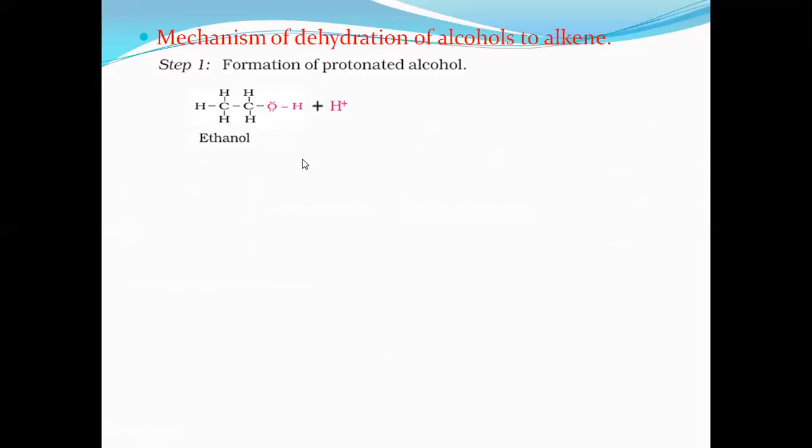Now, the mechanism of dehydration of alcohols. In step 1, the formation of protonated alcohol. The lone pair of electrons present on the oxygen of the alcohol gains a proton. The proton comes from the acid, such as sulfuric acid or phosphoric acid, which produces H plus, and that H plus is taken by the lone pair of electrons of oxygen present in the alcohol. That's why it is called protonated alcohol. Alcohols undergo protonation.